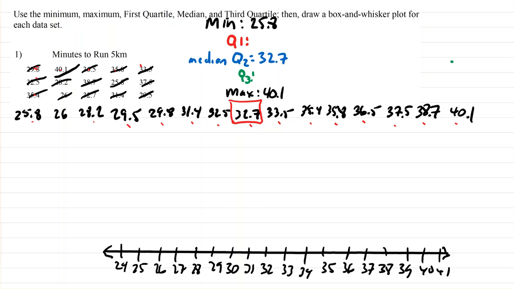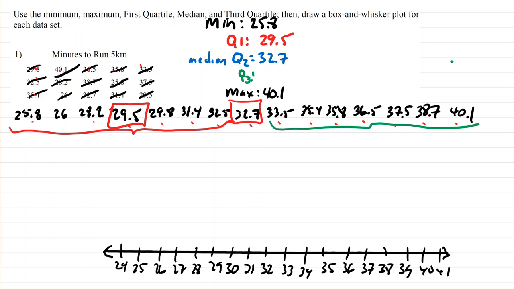Okay, so let's find Q1. Q1 lives on the left side, right here. I count how many I have, and remember, I had 7. So this one in the middle is Q1, excuse me, it's 29.5. Q3 lives on the right side of Q2, and again, it's the median of the right side, so it's right in the middle. And what's right in the middle is 36.5. So we now have our 5-number summary.